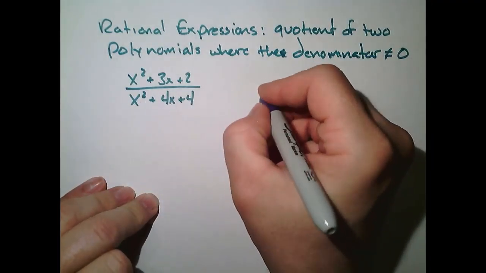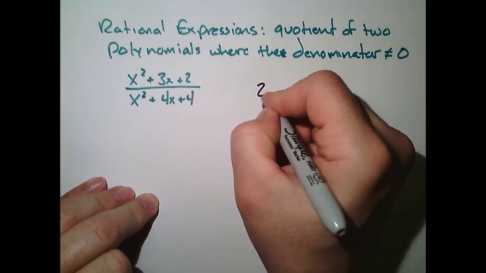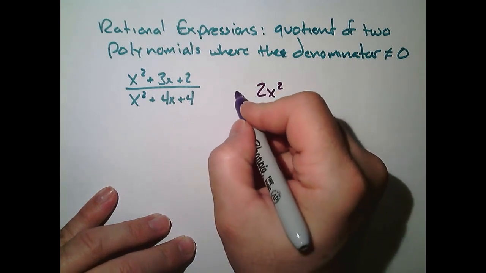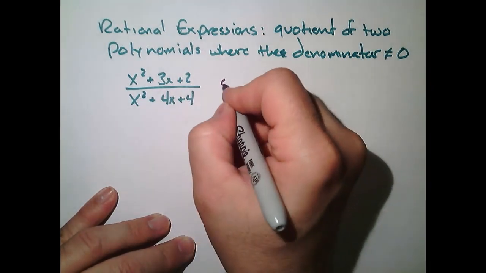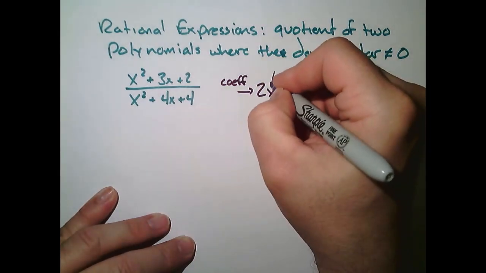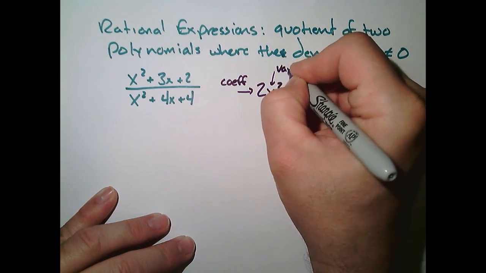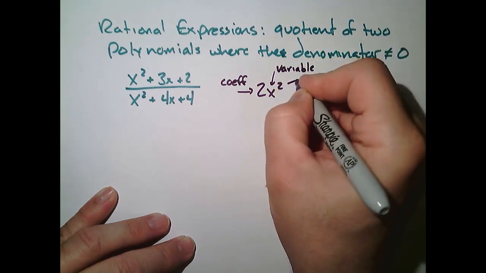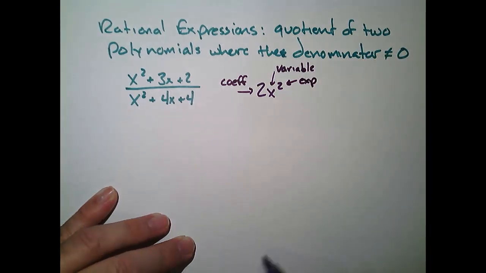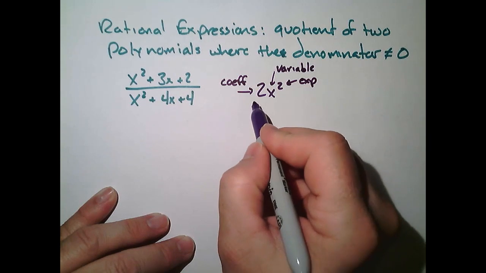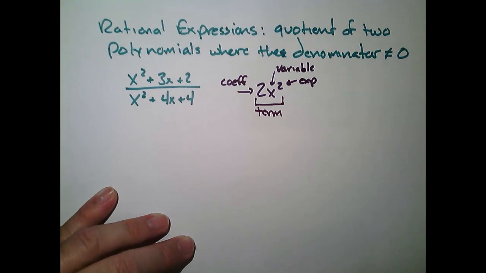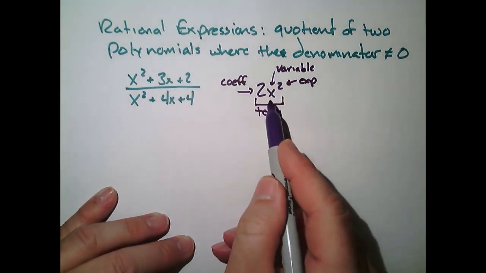Let's review some vocabulary. Let's start with 2x squared. So this number here in the front, that's our coefficient. We have our variable, and we have our exponent. This piece represents a term, and it's also a monomial. It's a polynomial of one term.